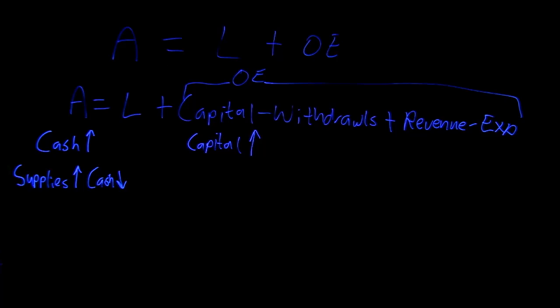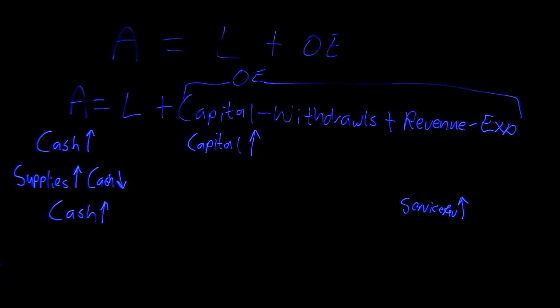Let's look at another transaction. So we say we perform some services for cash. So performing services, that's revenue. So our service revenue goes up, and we perform these services for cash. So our asset called cash goes up. The asset side of the accounting equation goes up. The owner's equity side of the accounting equation goes up. The accounting equation still works.